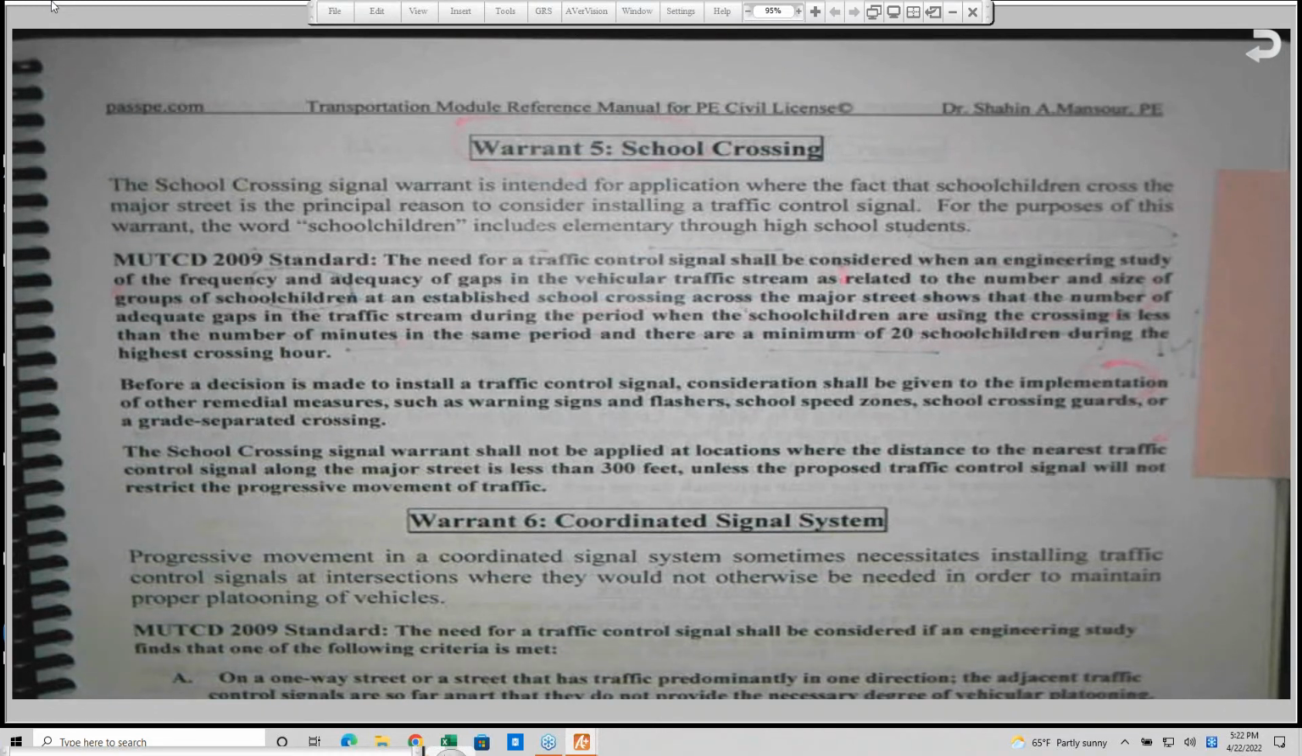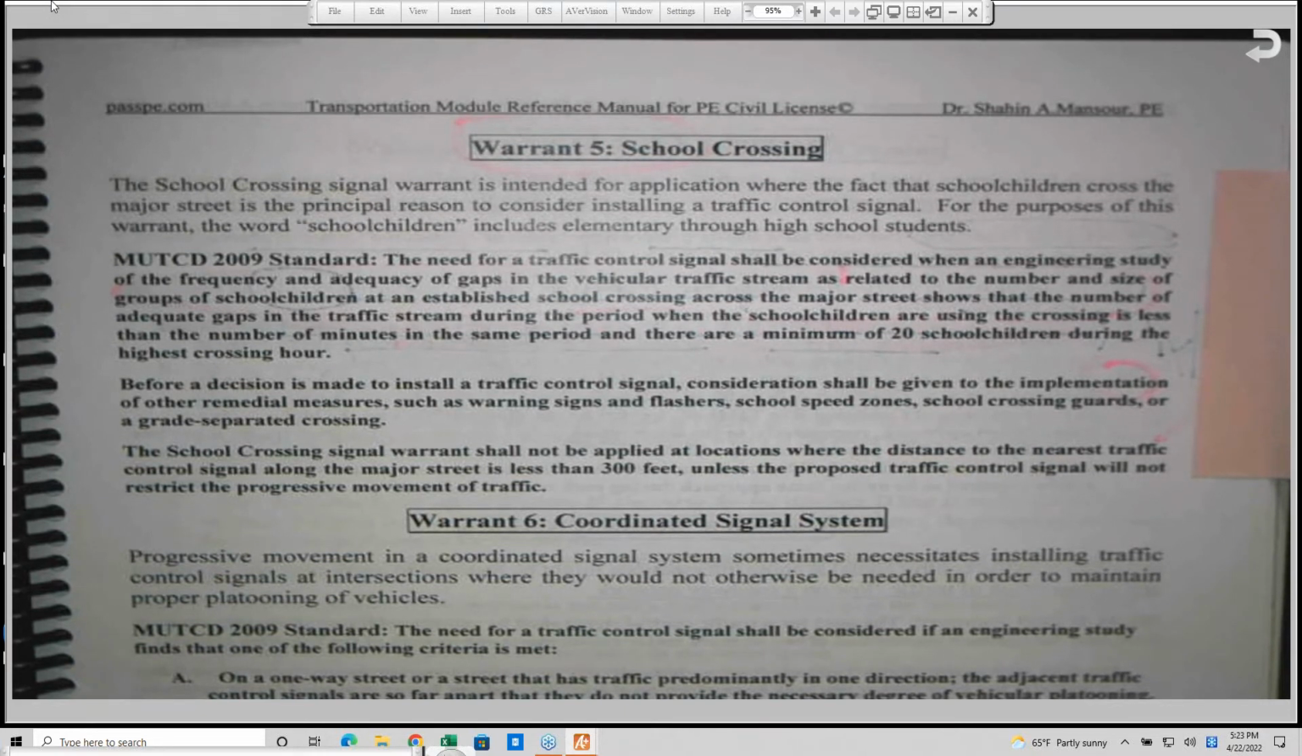Okay, no problem. So, any questions about warrant number 1, warrant number 2, warrant number 3, warrant number 4, warrant number 5? If you don't have the MUTCD, I sent it to you last time. I sent you the MUTCD. Is this correct? Everybody got it? Yes. Okay.